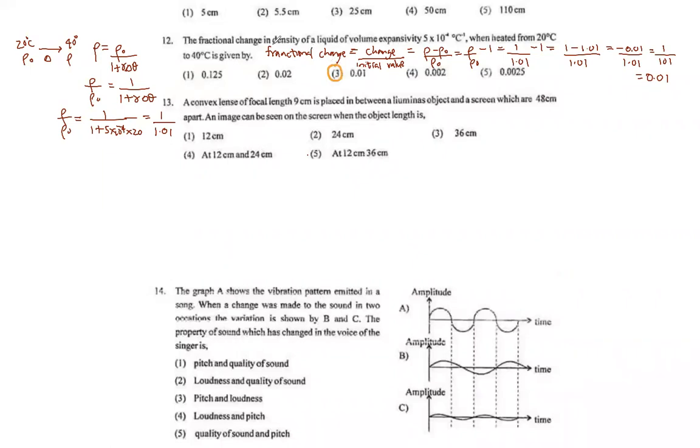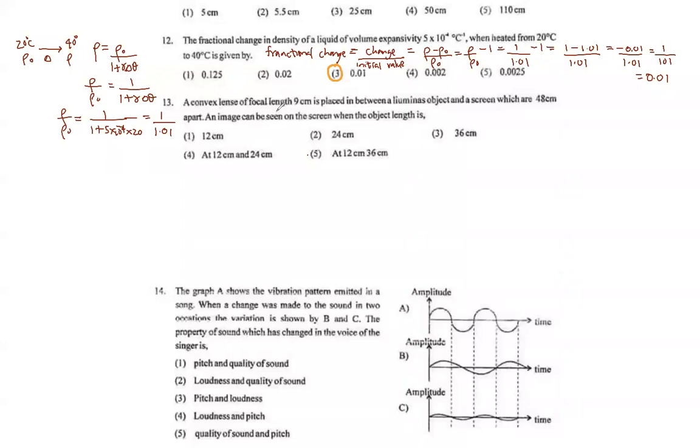Fractional change means change divided by initial value. So it's rho minus rho naught over initial. So I have divided each by rho naught, giving rho over rho naught minus 1. Rho is equal to rho naught over 1 plus gamma delta T. So rho naught is this.